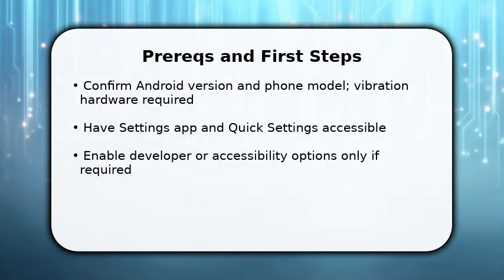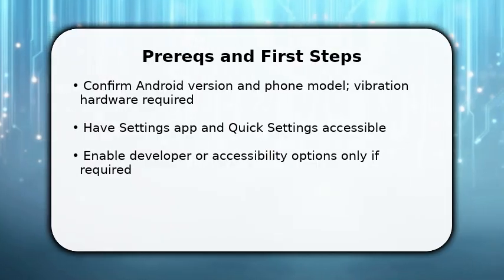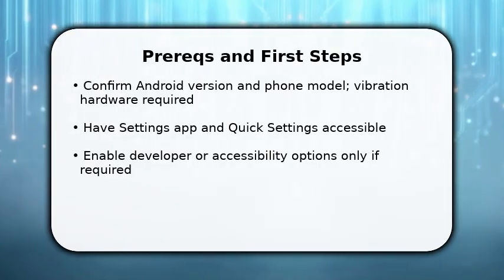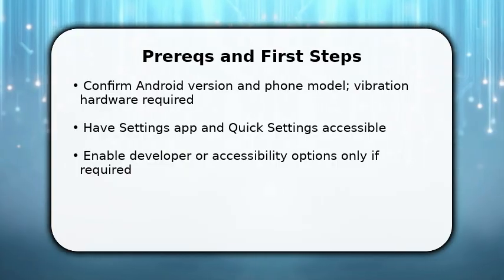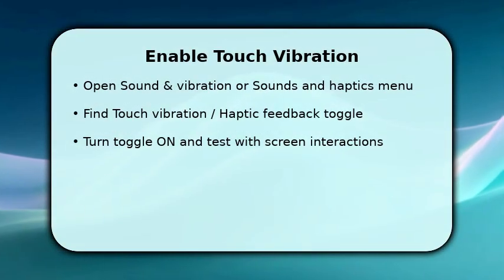You're now ready to follow the first actionable steps to activate touch vibration. Tap Sound and Vibration and prepare to change touch feedback settings. Now enable the actual setting.